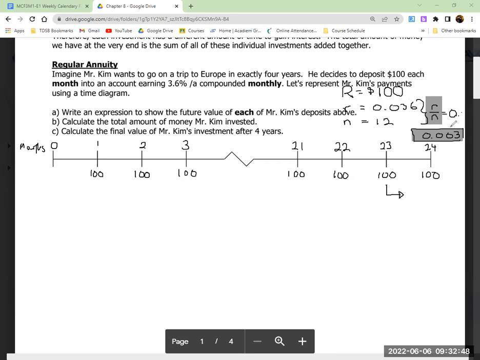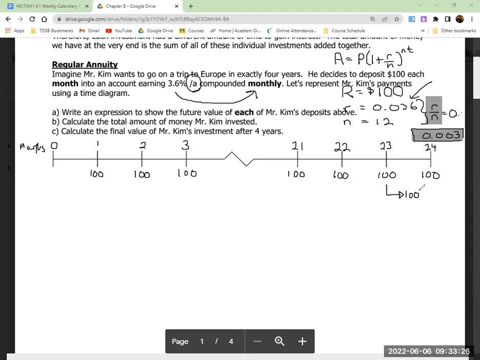0.003. Remember, 0.036, that's per year, per annum. And because it's per annum but compounded monthly, we have to divide by 12. Right? And so if I use the exponential function, do you remember this one? A is equal to P times 1 plus r over n, to the power of nt. You remember that formula? I'm going to use that here.